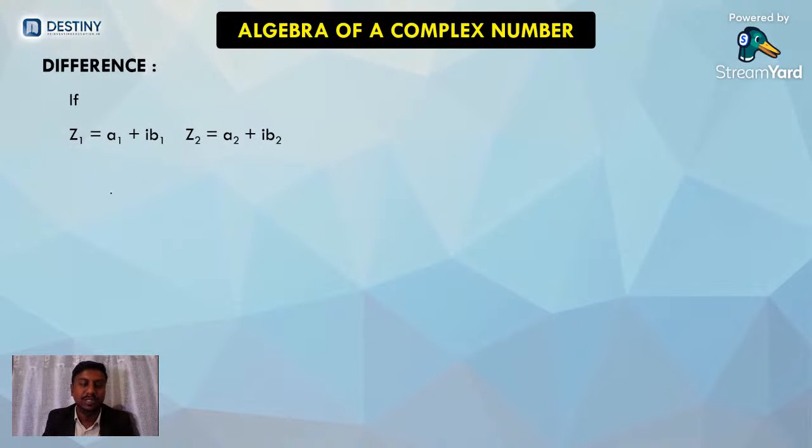If I'm going to subtract, z1 minus z2 will become, again, real number will be subtracted from real number, and imaginary number will be subtracted from imaginary number. That's it.